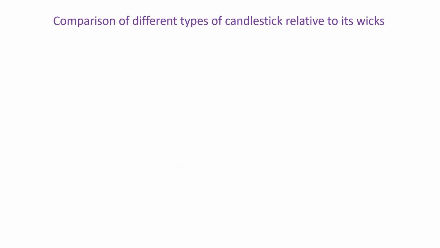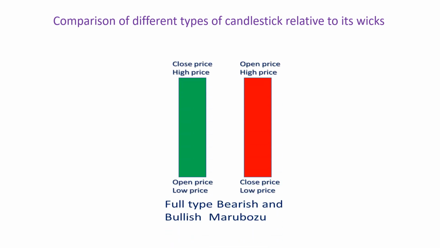Comparison of different types of candlestick relative to its wicks. Full type bearish and bullish Marubozu. In bullish Marubozu, it's a very strong candle. The buyers totally control the market. In this candle, open and low and also close and high are at the same level. Bearish Marubozu is also a strong candle, where the bears or sellers totally control the market. In this candle, open and high and also close and low are at the same level.